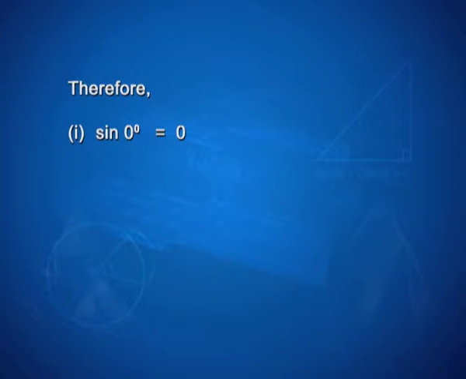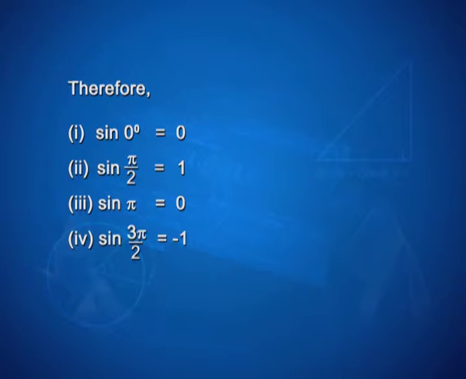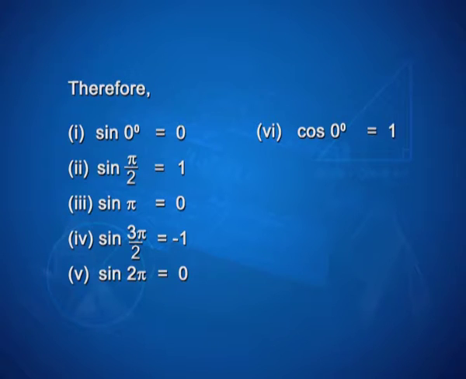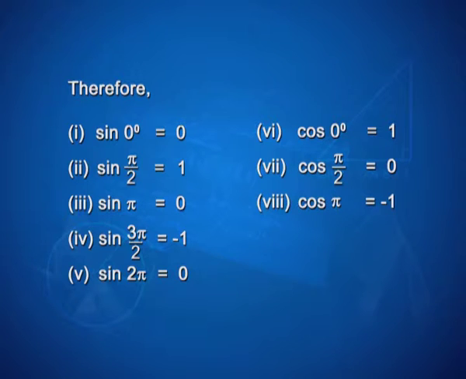Therefore, we have sin 0 as 0, sin pi by 2 as 1, sin pi as 0, sin 3 pi upon 2 is equal to minus 1, sin 2 pi is equal to 0. Similarly, cos 0 is 1, cos pi by 2 is equal to 0, cos pi is equal to minus 1, cos 3 pi by 2 is equal to 0 and cos 2 pi is equal to 1.